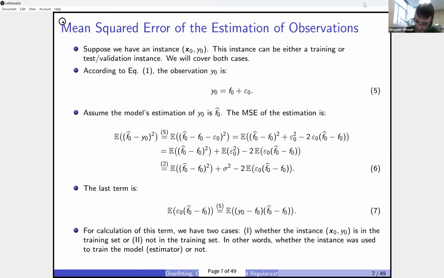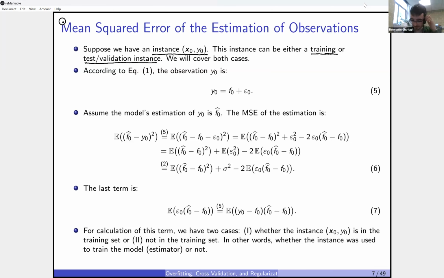So suppose we have an instance x0, y0. Consider some instance, okay? Two cases might happen. This instance can be either a training data point or a test or validation data point. If it is a training data point, it has been used in the training phase for training the model. If it is a test or validation data point, it's not used for training the machine learning model. We'll cover both cases, okay?